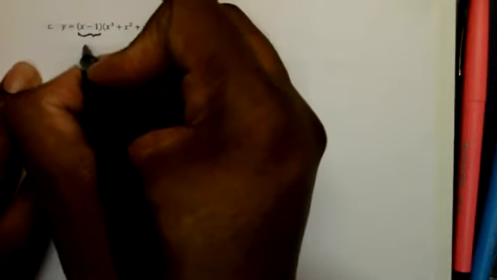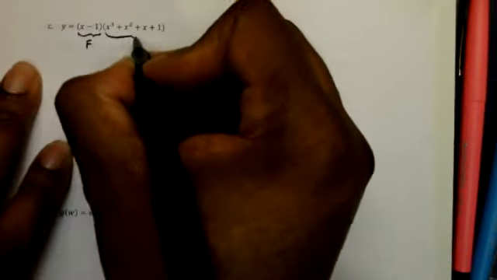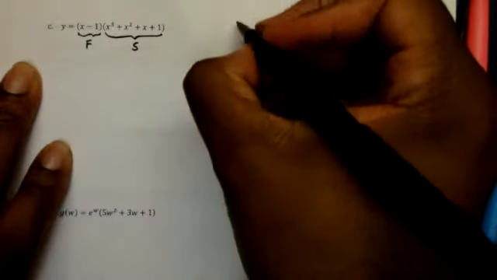All right. Here's part C. Say we got y is equal to x minus 1 times x cubed plus x squared plus x plus 1. And here I want to find its derivative. So this first term will be the first term. This will be the second term.